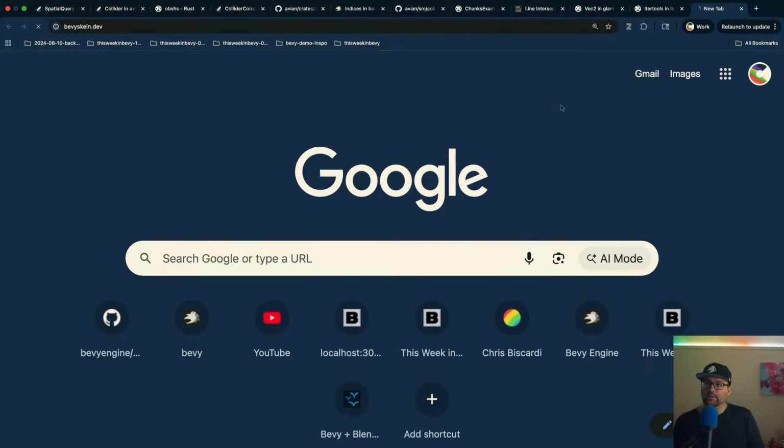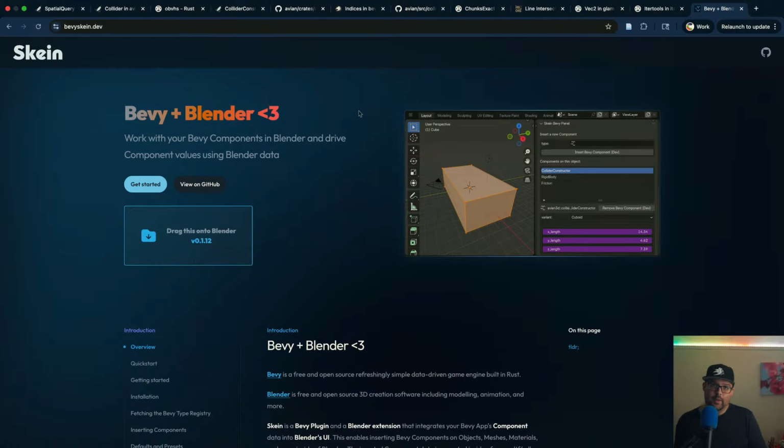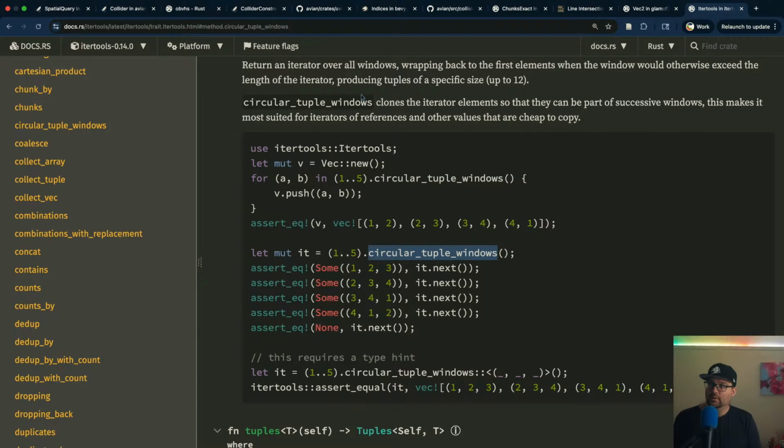If you're going to use Blender, I wrote this integration so you can place components inside of Blender. It's called Skein. The domain is bevyskein.dev. You can find it in the Bevy Discord. There's a channel for it if you have any questions. This is what I use. Other people like the workflow that TrenchBroom gives you. It's significantly more restrictive than Blender. But some people like it.